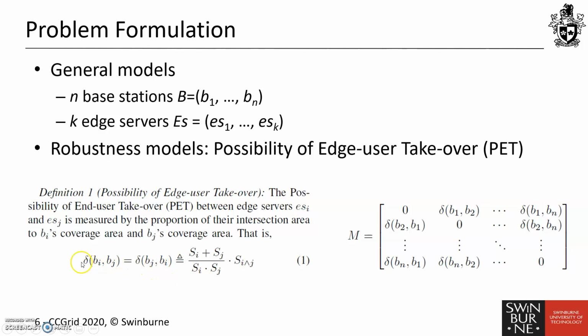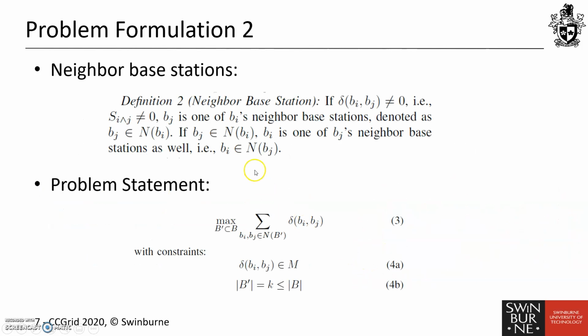If we put all of the robustness values together, it forms a matrix here. Then, based on the robustness, we can define neighbor base stations. If two base stations have an intersected area, meaning S_ij is not equal to 0, these two base stations are called neighbor base stations.